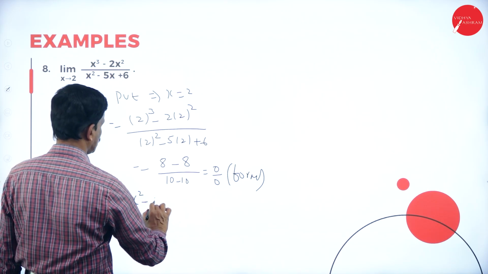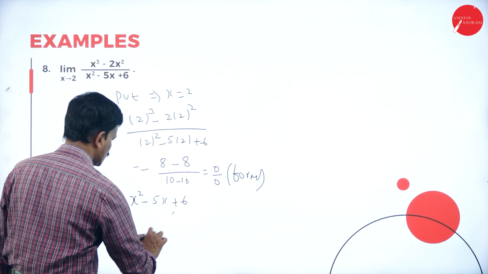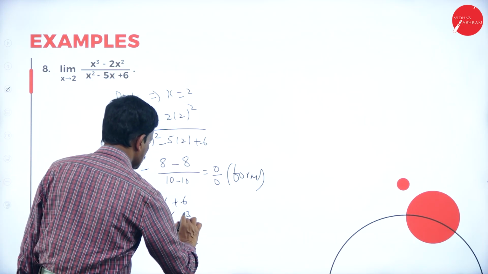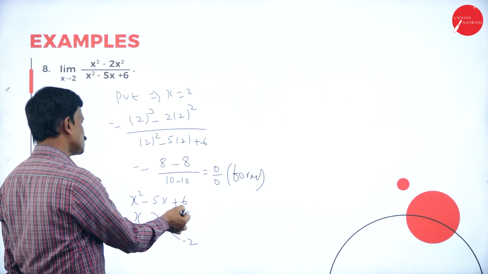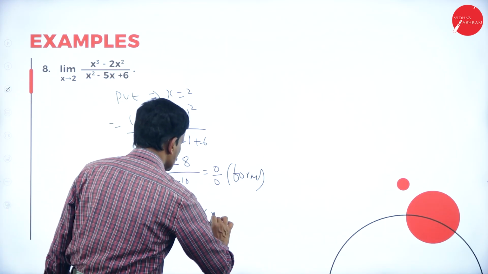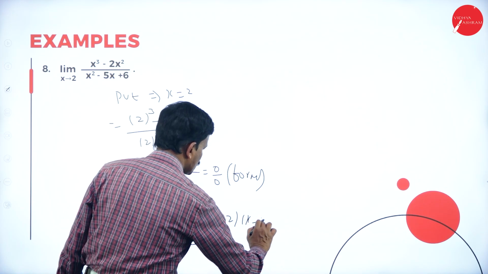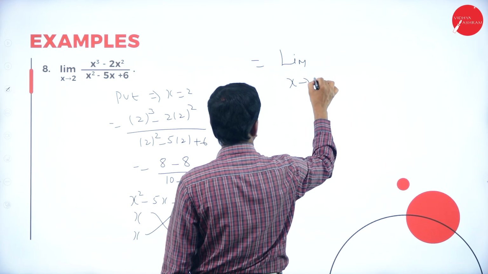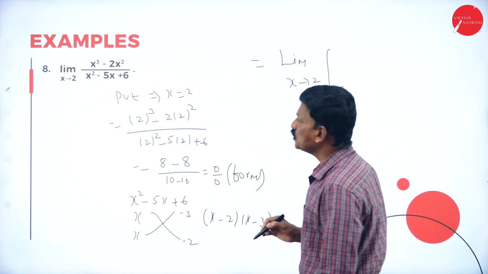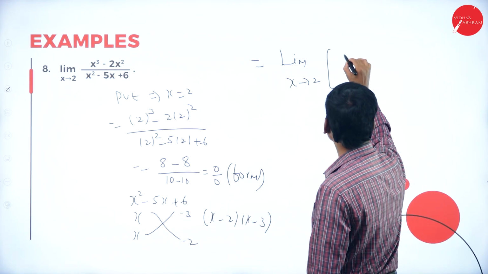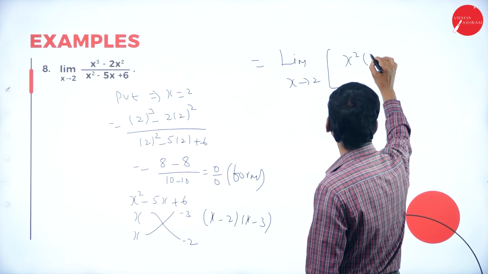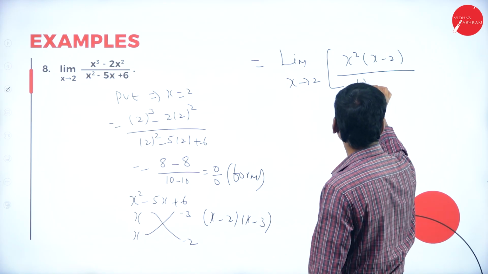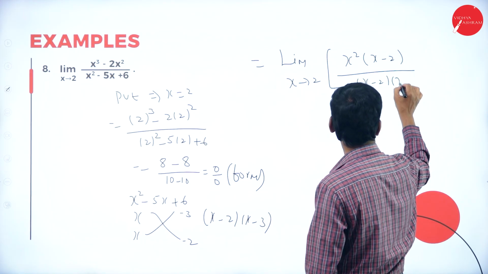Denominator x square minus 5x plus 6 can be written, on factorizing, as x into x. 3 2s are 6, minus into minus is plus, minus 3 minus 2 is minus 5x, so the factors are x minus 2 into x minus 3. So the given limit can be written as limit x tends to 2 of, in the numerator you can take x square as the common factor, x square is out, what is left, x minus 2, divided by, in the denominator, the factors x minus 2 into x minus 3.